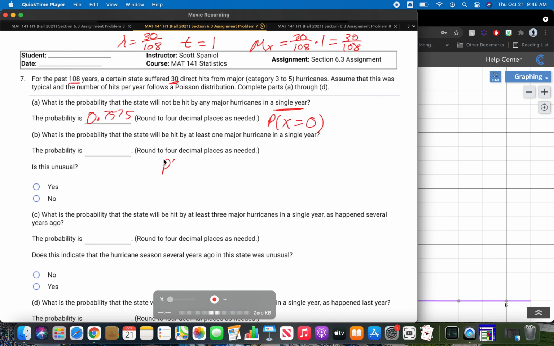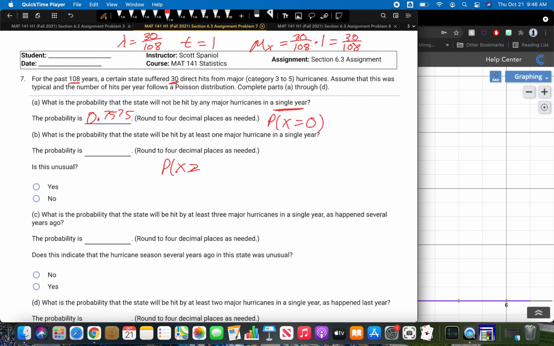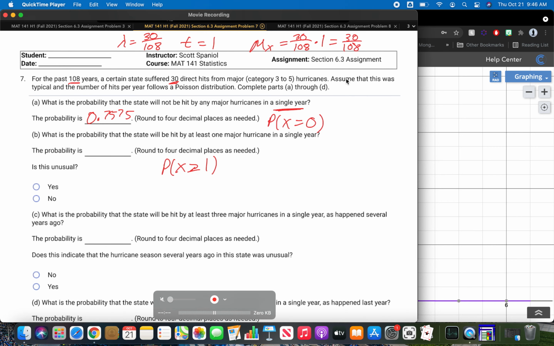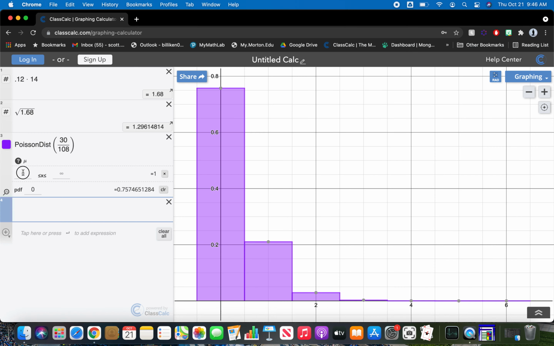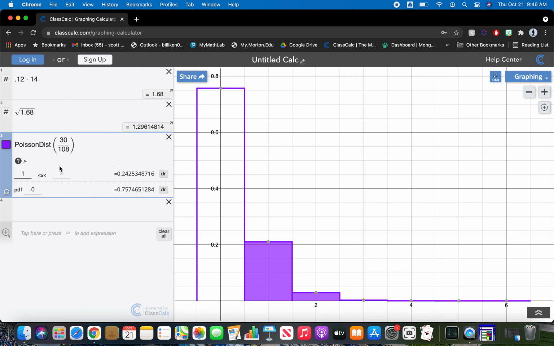So at least one is the probability that x is greater than or equal to 1. Okay. So we can go in here and we can use our cumulative function to say 1 is less than or equal to x. So notice at least 1 would be 1 or 2 or 3 or 4 and so on. So it only got rid of this bar for 0. And the probability of at least 1 is 0.2425. And so that would not be unusual because that's not less than or equal to 0.05.